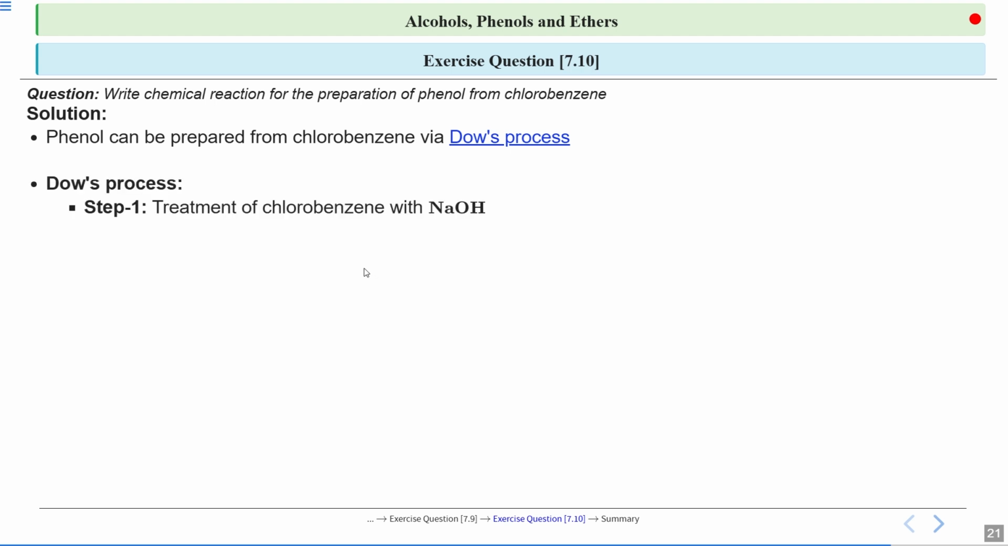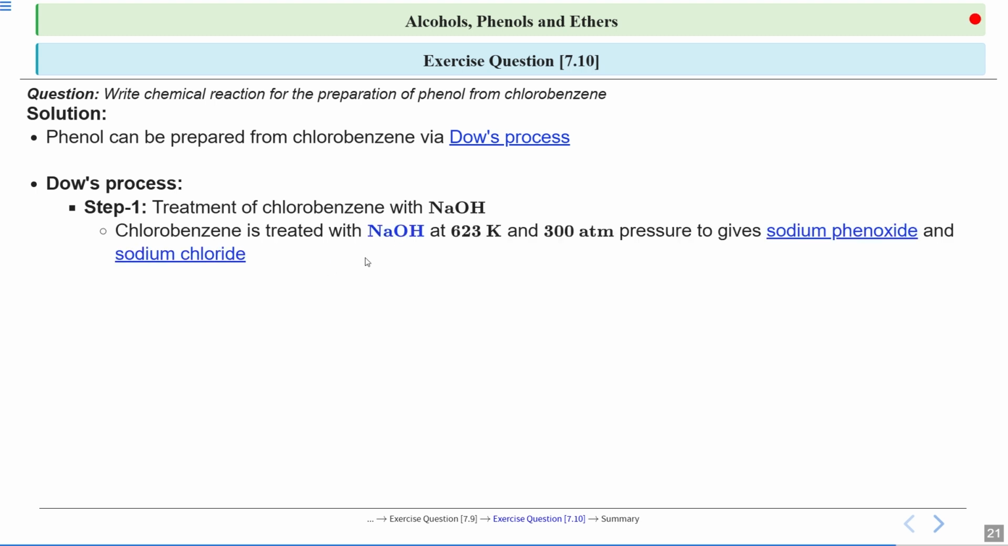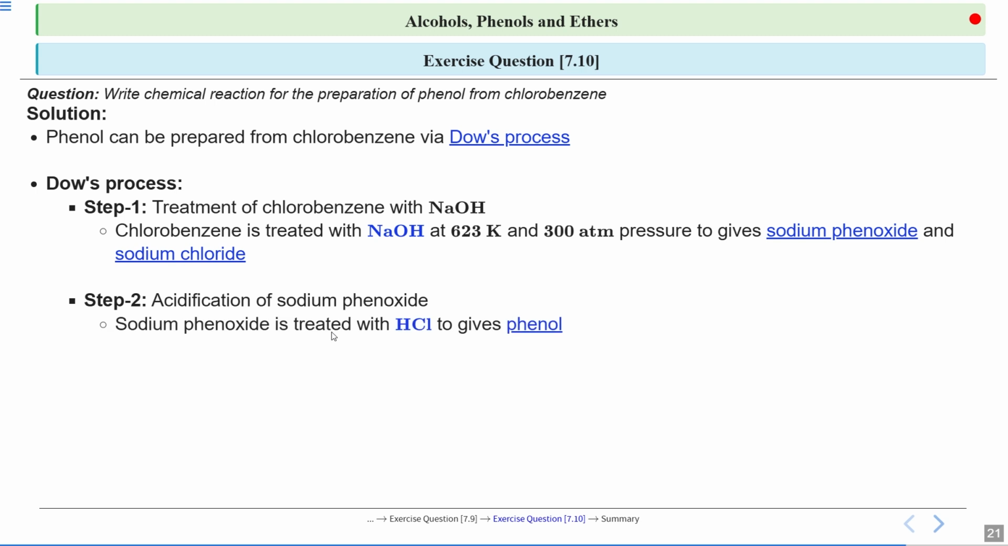So what happens in Dow's process? First you treat a haloarene, in this case chlorobenzene, with sodium hydroxide. Chlorobenzene is treated with NaOH at 623 Kelvin and 300 atm and it will give you sodium phenoxide and sodium chloride. Then acidification of sodium phenoxide takes place, where your sodium phenoxide is treated with HCl and it gives you phenol.